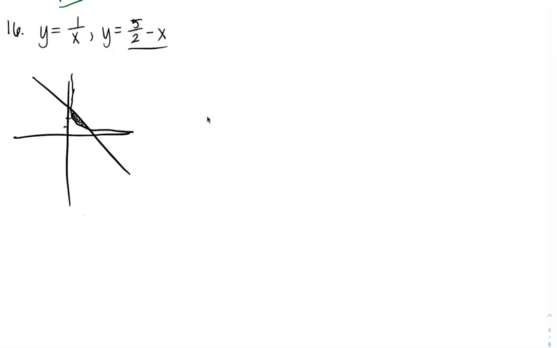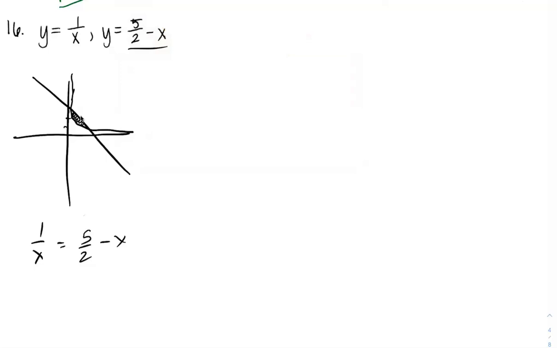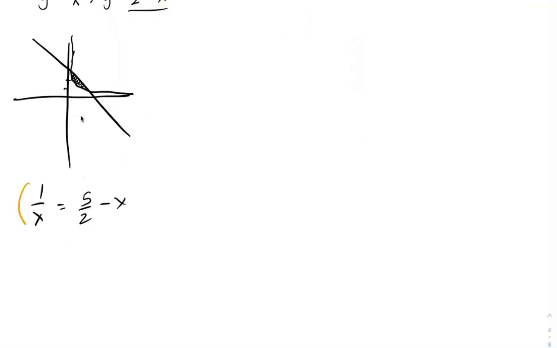So we have to find the intersections as always. So set them equal to each other. 1 over x equals 5 over 2 minus x. That is basically an algebra 1 problem. So probably the first thing you want to do is get rid of the fractions. The easiest way to do that is to multiply by the LCD. What's my lowest common denominator here? That would be 2x. So multiply by my 2x.